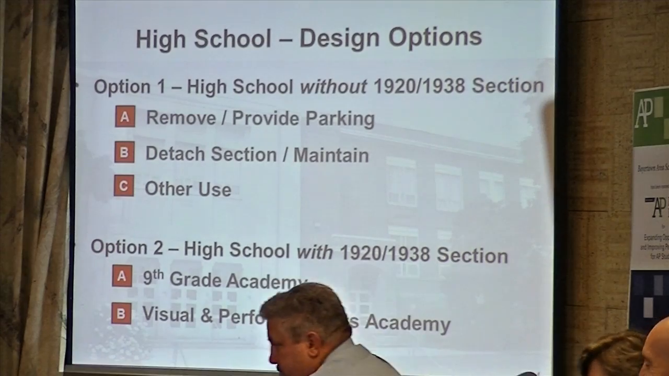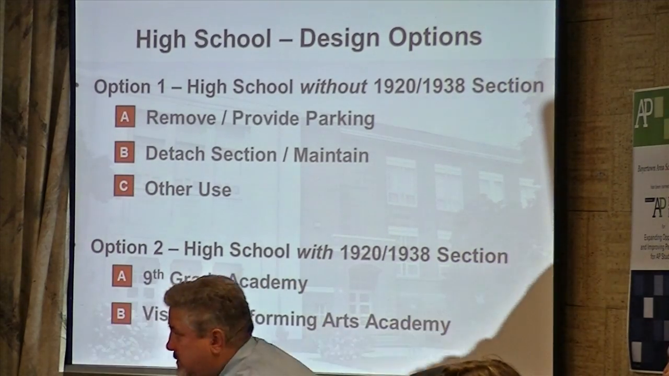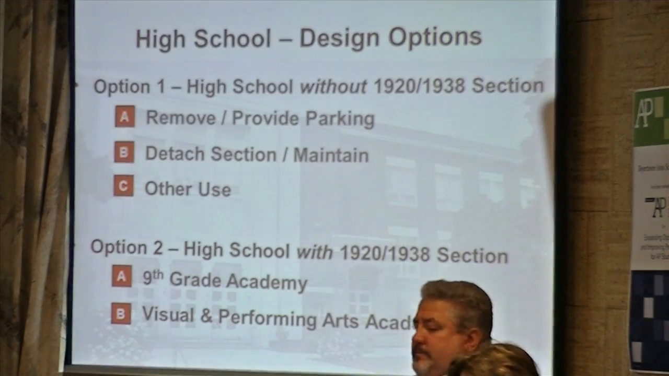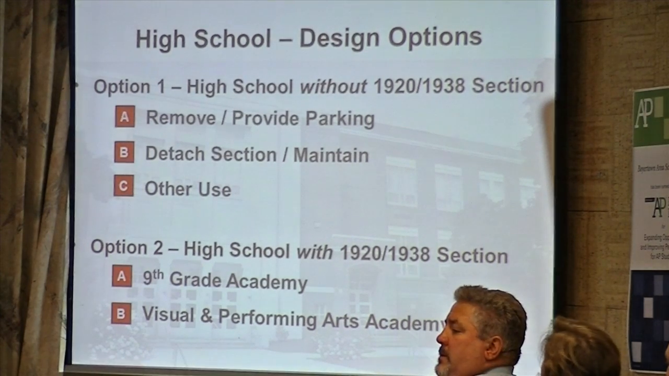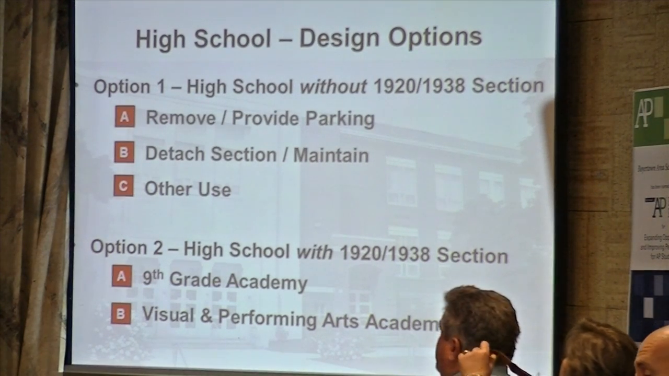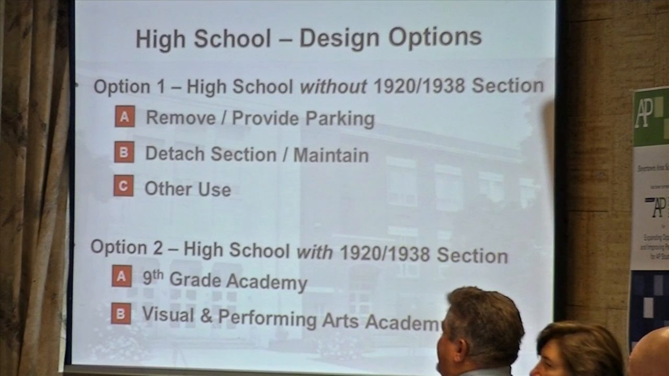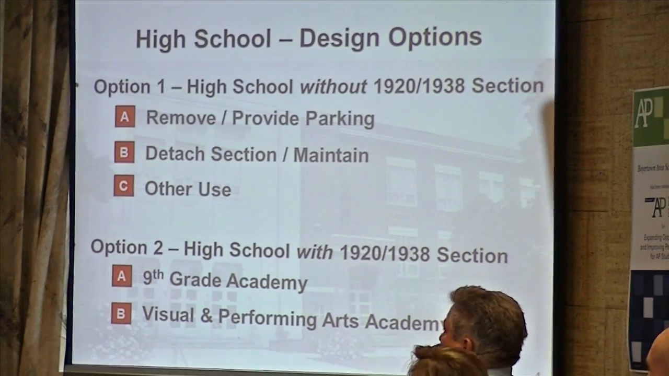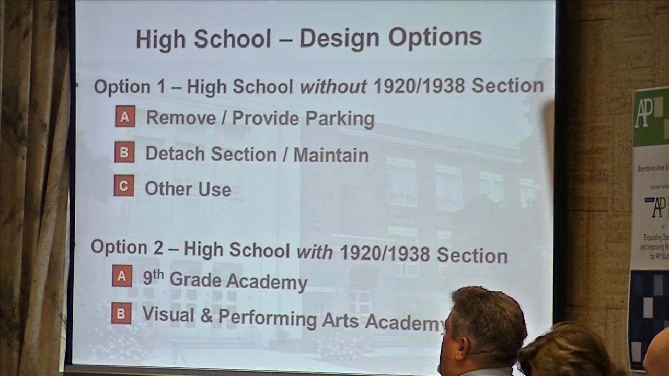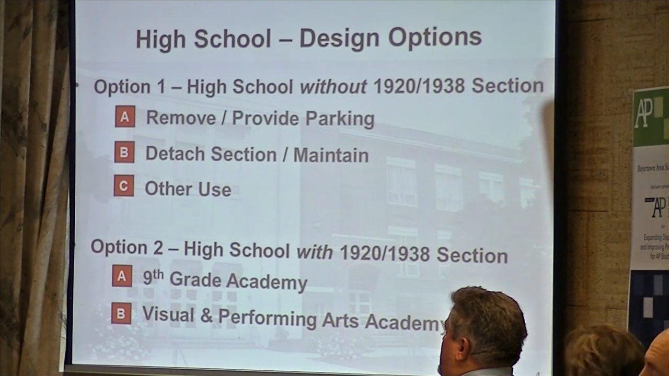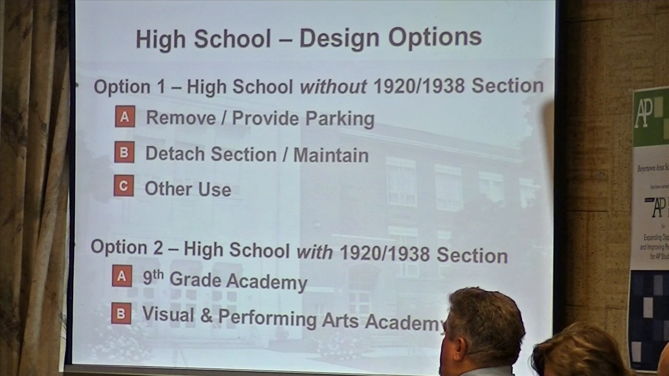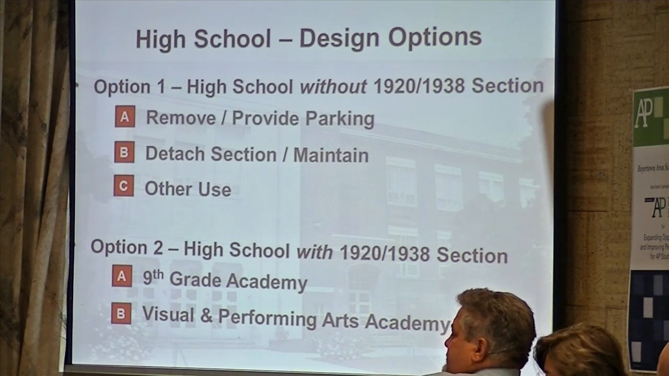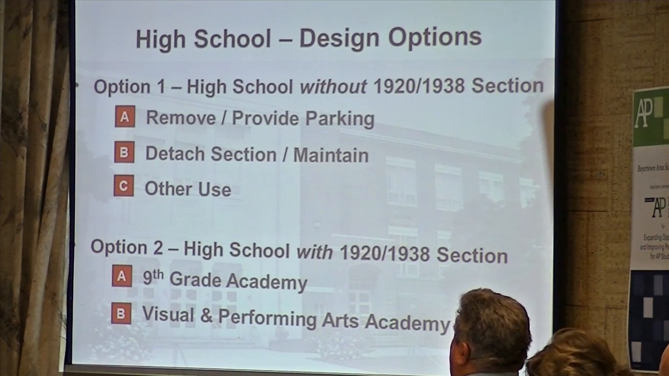Under option two, we're going to show the high school renovation project with the 1920 and the 38 section of the building incorporated into the academic model. We're going to show one scenario with it being used as a 9th grade academy, and another scenario where it's shown being used as the visual and performing arts academy. And then we're going to compare the costs of these different options.